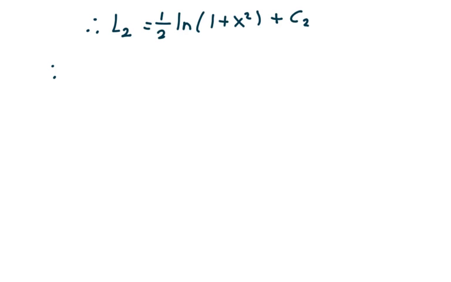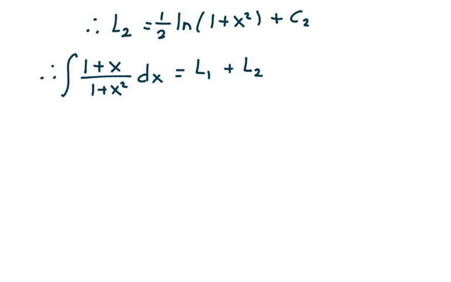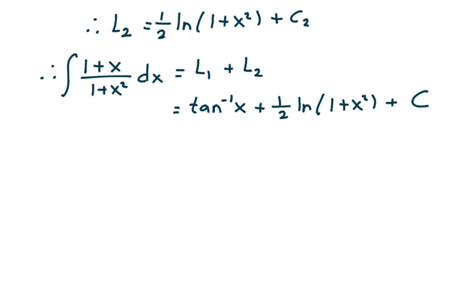And so, therefore, the integral of 1 plus x over 1 plus x squared dx is L1 plus L2. And this is arctan x plus 1/2 natural log of 1 plus x squared plus some constant c. And you could say where c is C1 plus C2. And that's a pretty good stopping point. That'll conclude this video for section 5.5. We worked on problems 43, 45, 49, and 51. Thank you.